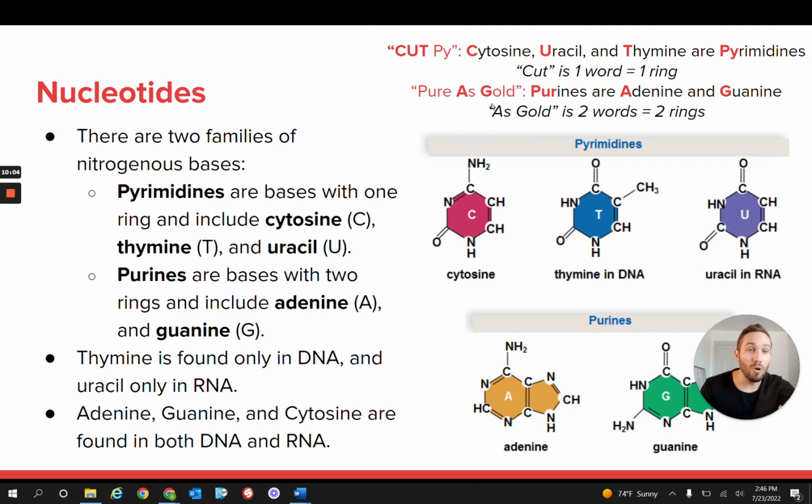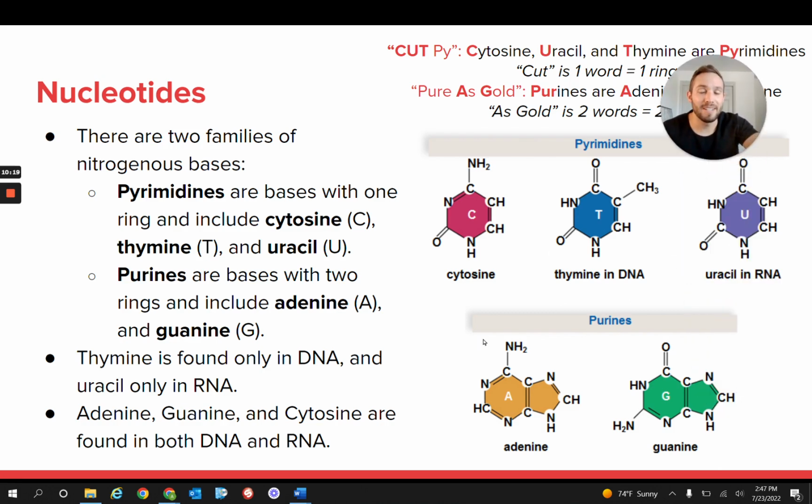And then pure as gold, the pure stands for purines. Purines are adenine and guanine, the A and the G. So pure as gold. As gold is 2 words. They have 2 rings. Hopefully that helps. But those are the nitrogenous bases.